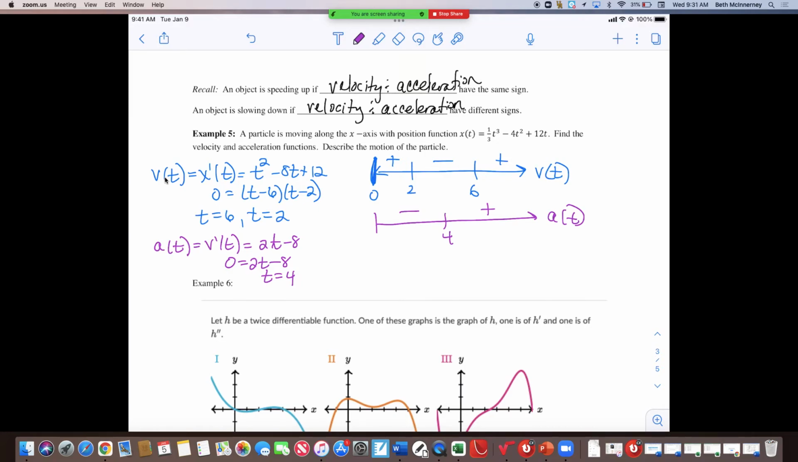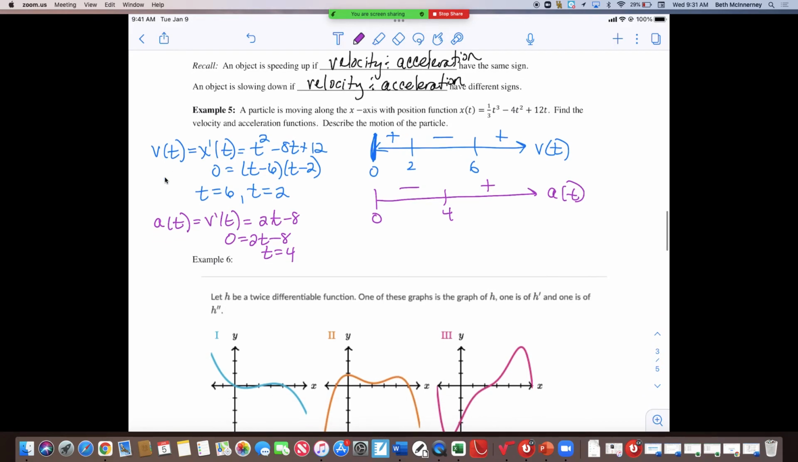All right, I have found my velocity function. I have found my acceleration. And I've done my sign chart. Correct. Yeah, that's why I changed it and put a big 0 there. All right, so I'm looking for same signs and opposite signs.